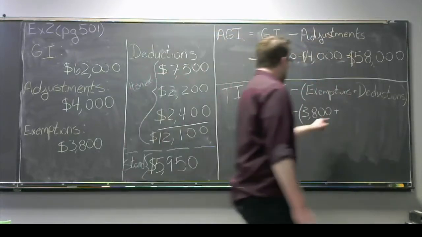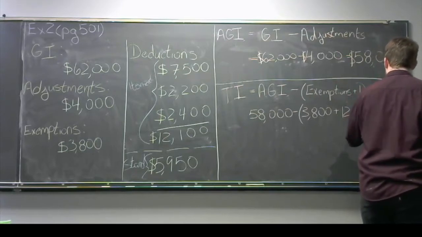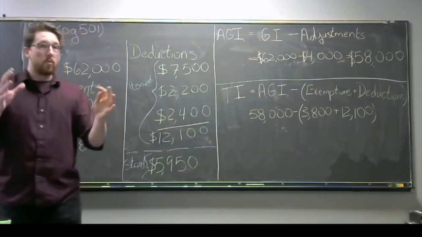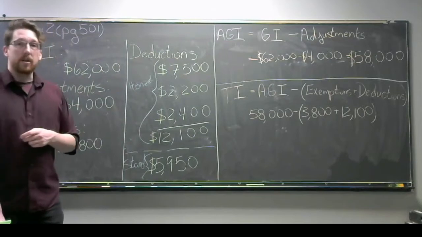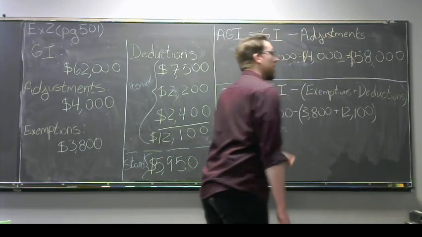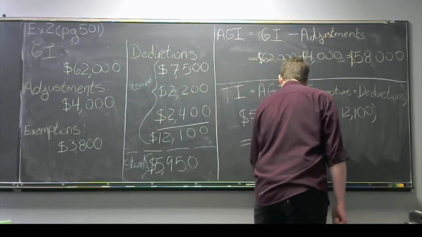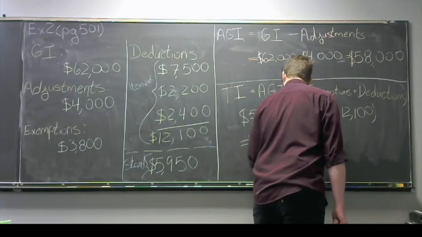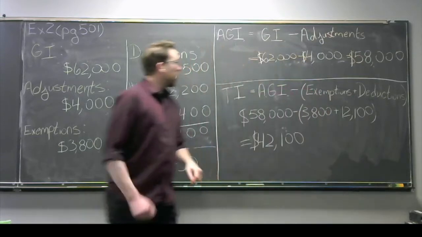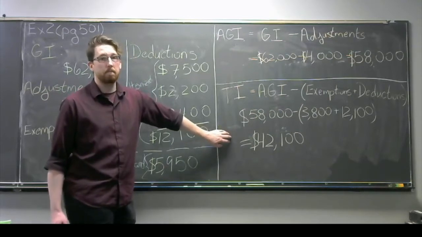All right, so we're adding $12,100 to $3,800. Then we're going to subtract that quantity from the $58,000. And all this comes out to be $42,100. This is her taxable income.